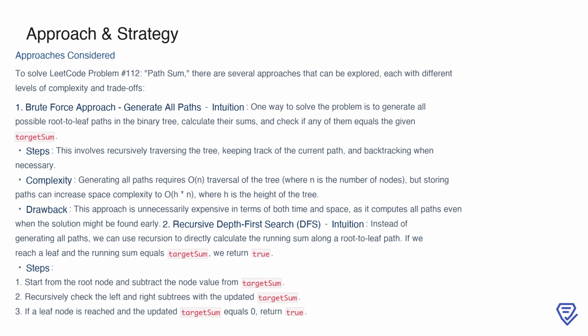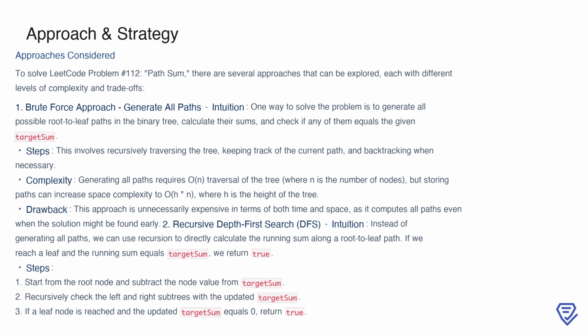Here, instead of generating all paths, we directly calculate a running sum as we traverse from the root to the leaves. At each step, we subtract the node's value from the target sum. If we reach a leaf node and the updated target sum equals 0, we know we've found a valid path. This method is more direct and avoids the overhead of storing paths, making it a significant improvement over the brute force approach.